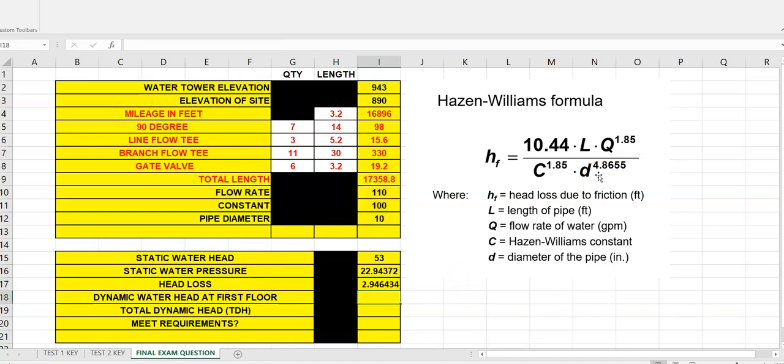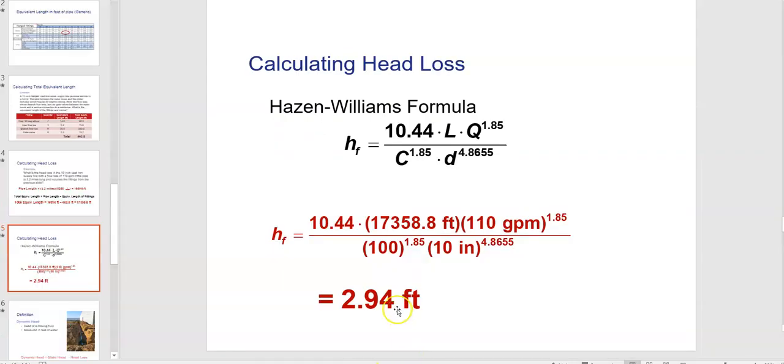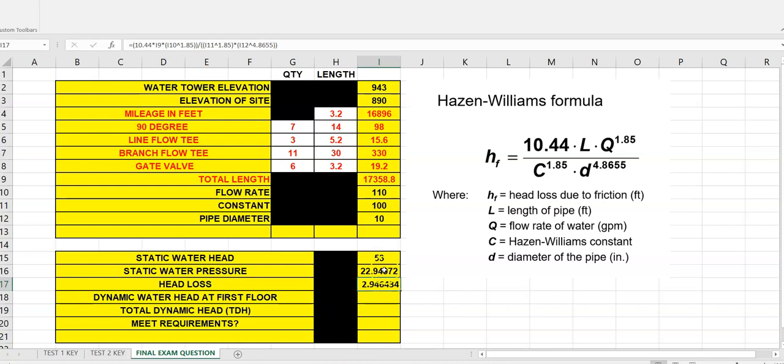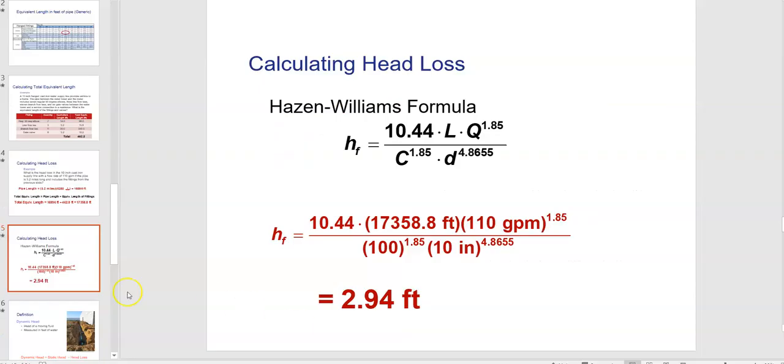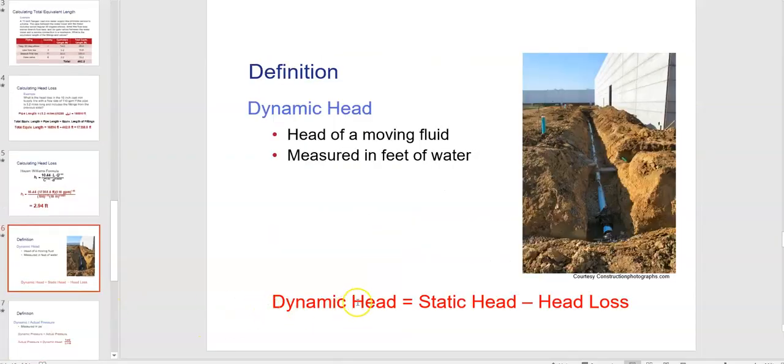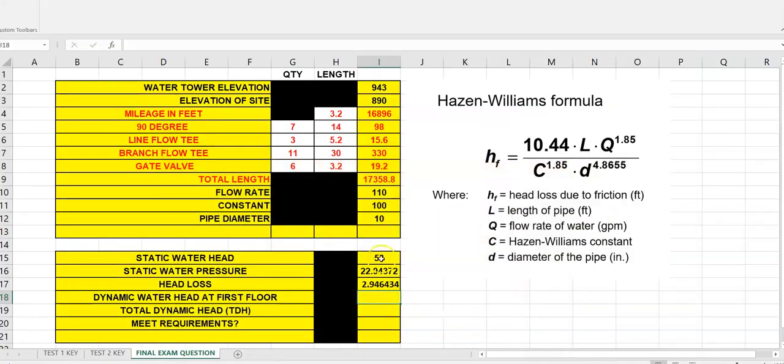I'm going to hit enter, and you're going to notice we get 2.946. That's the exact same value we get through a regular calculation. As we go through and we do these, this will start making more sense why using this in Excel is a good benefit. So when we go back to our spreadsheet here, we're going to go back to our definition, and it's dynamic head equals static head minus the head loss. So we have 53 up here at the top. We're going to hit equals, tap on our 53, minus our head loss. Enter. So that's a total of 50 feet.